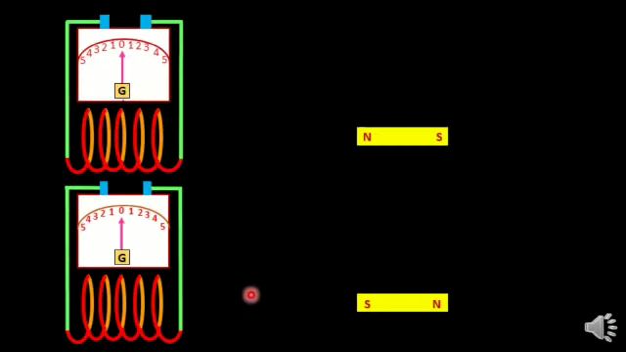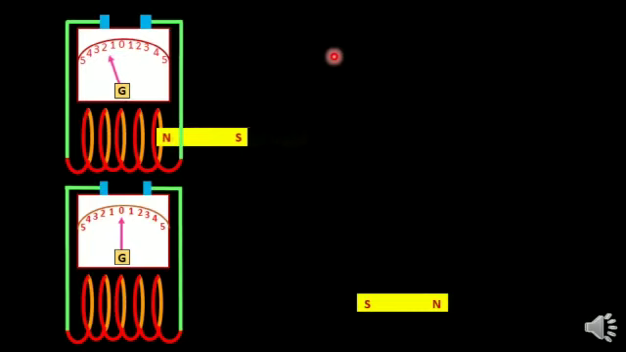In the first experimental setup, a coil is connected to a galvanometer and the north pole of a bar magnet faces the coil. When the bar magnet moves into the coil, the galvanometer needle shows deflection towards the left side, indicating the presence of current in the coil. When the magnet is stationary, the galvanometer shows zero deflection, indicating no current in the coil.